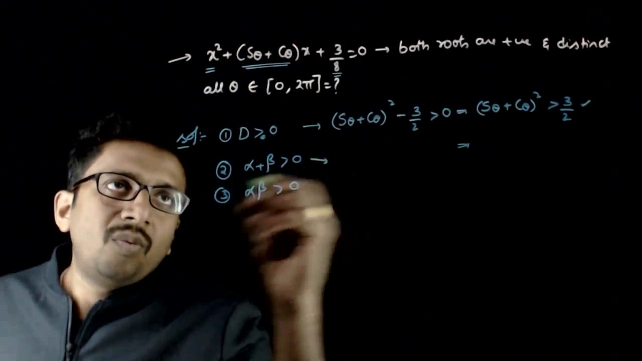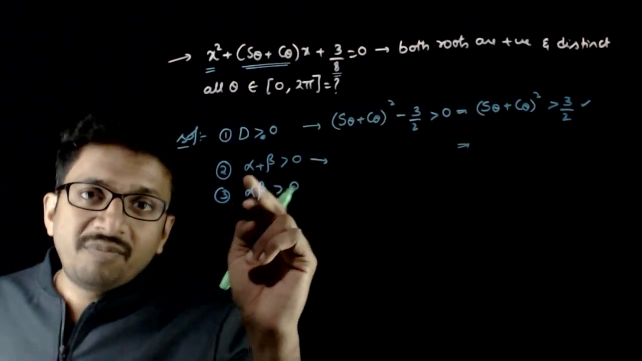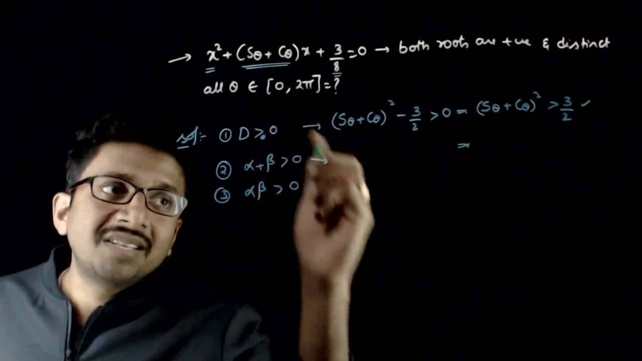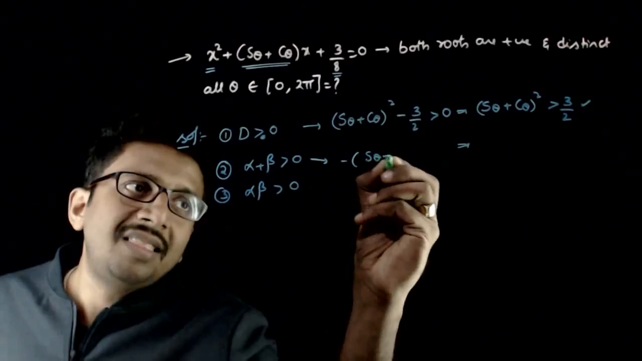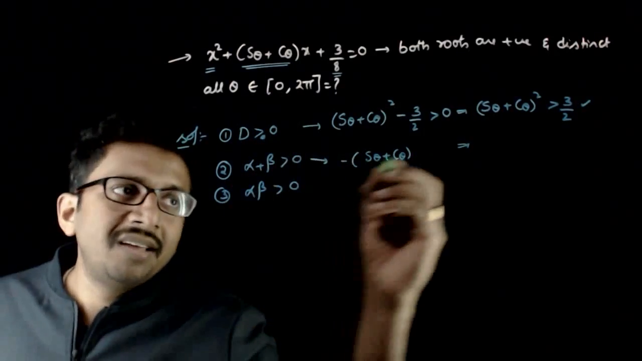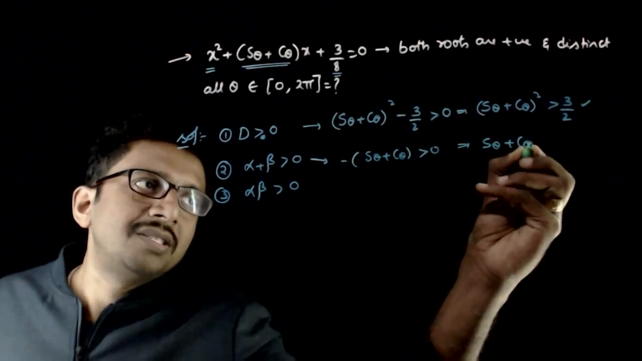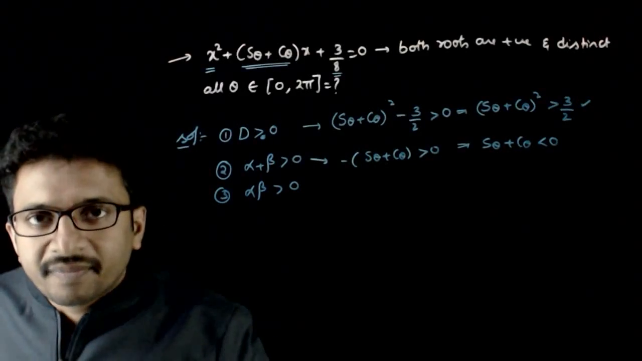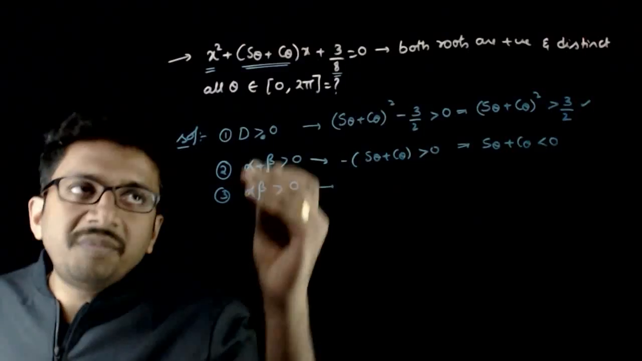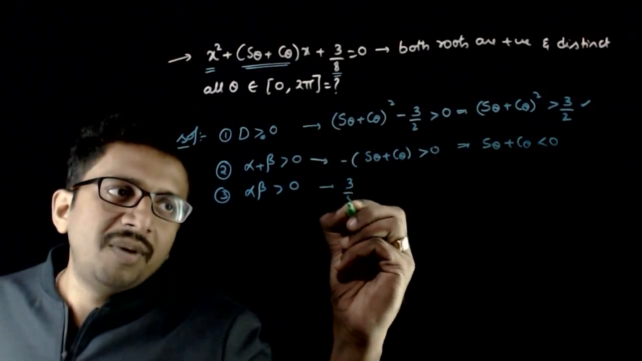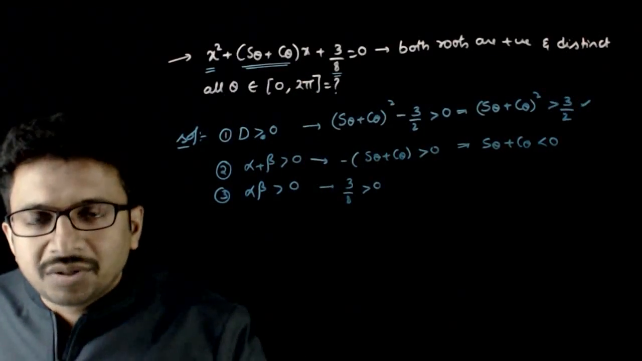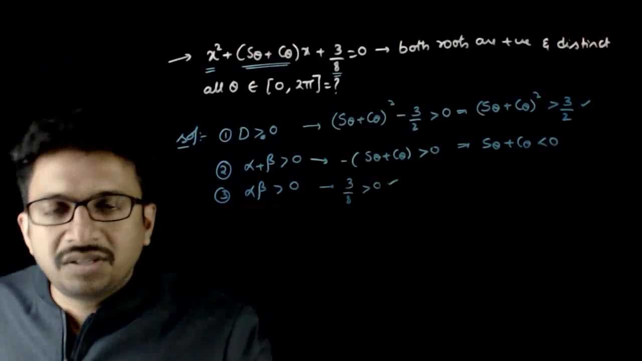Next, what does this condition say? Alpha plus beta is greater than 0. That is, minus of (sin theta plus cos theta), minus b by a, should be greater than 0. That means sin theta plus cos theta should be negative. And alpha beta is greater than 0. Alpha beta is 3 by 8, it is already greater than 0. There is no argument about this, so this is always true.